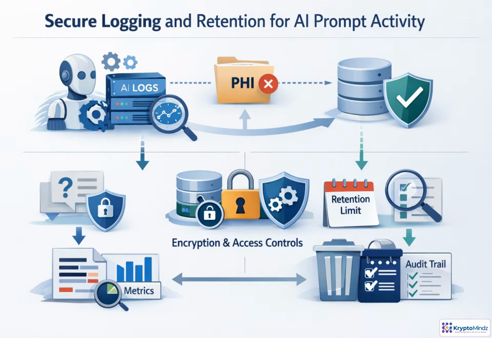AI logs are useful, but they can quietly become PHI repositories. Treat prompt activity like any other sensitive record. Capture only what is truly needed, and avoid storing raw prompts or responses by default. Protect logs with encryption, limited admin access, and audit trails. Separate usage metrics from PHI whenever possible. Set a retention period, and delete data when that period expires. Before using external AI tools, confirm vendor logging, retention, and training settings.